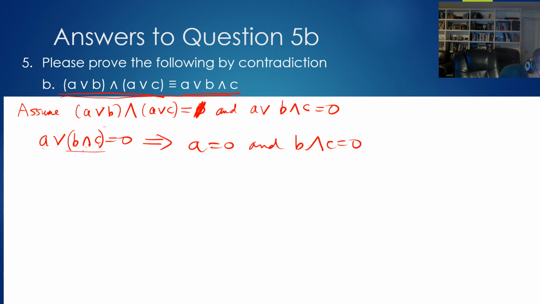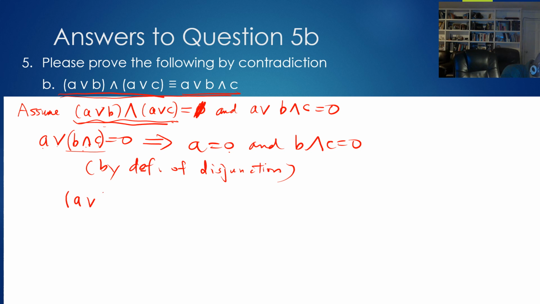So A or B and C is 0, then you will get A equals 0 and B and C equals 0, right? By the definition of disjunction. Okay. Now, if A is 0, then let's take a look at the other one. We hope that we can get something contradictory to the assumption. So because we know A is 0, right?